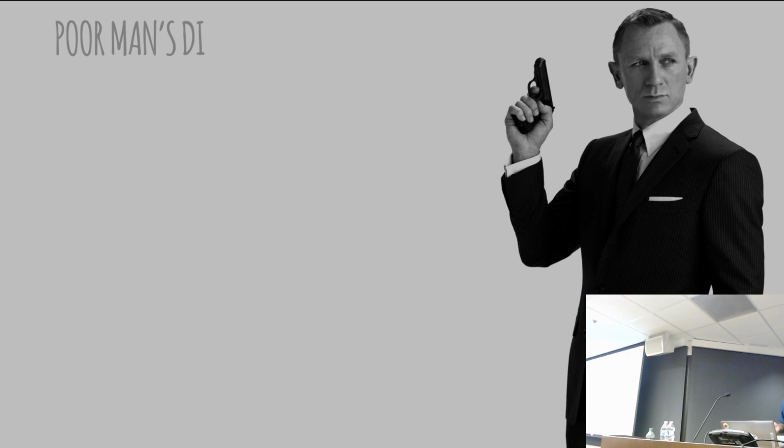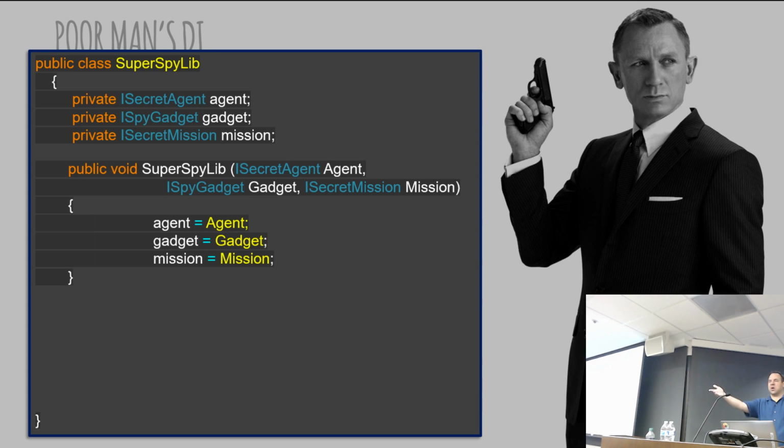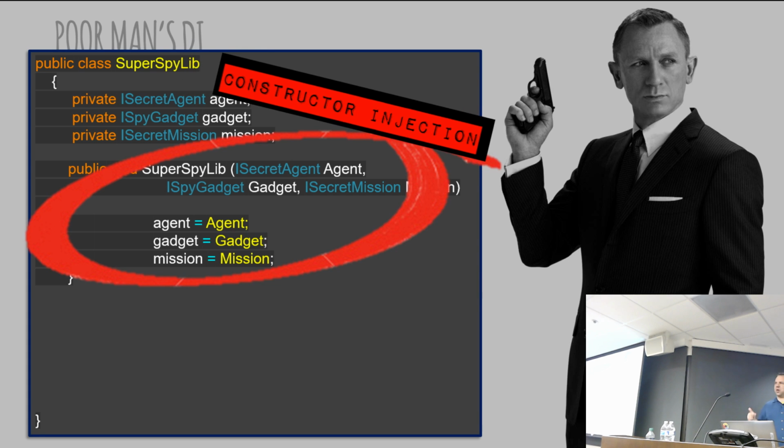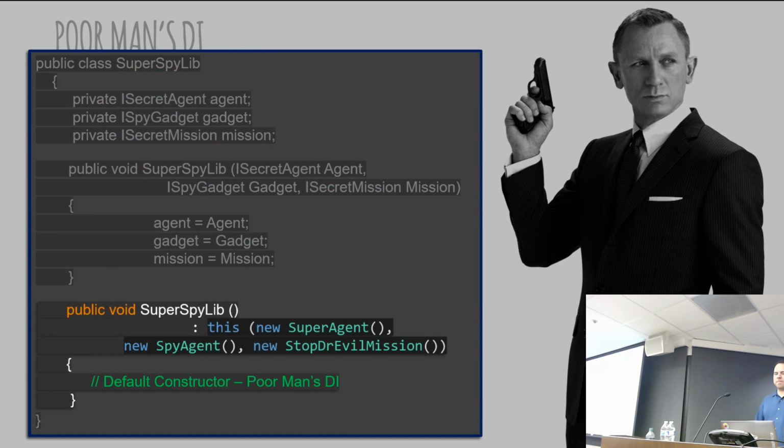Let's end with poor man's DI, because I said I would. This should look familiar to you guys. You have a class, you have a constructor. This is constructor injection for the agent, the gadget, and the mission. Sound good? Feel good? Look good? All right. What happens if I take this and now create a default constructor that's public, and in my default constructor, I'm constructor chaining specific implementations? This allows me to ship this library, for example, that has a great file-new experience.